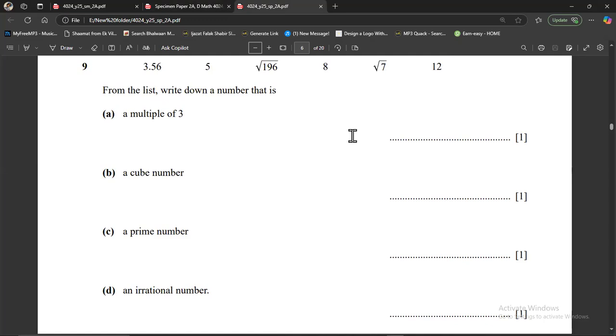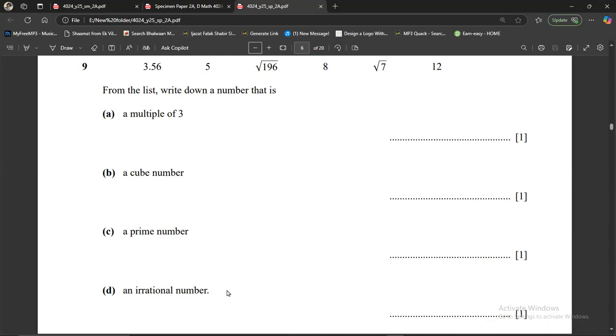A cube number, the famous cube number 8. It is 2 multiplied by 2 multiplied by 2. That's 2 raised to power 3. So 8 is a cube number. A prime number is that which does not divide with any integer other than 1 and itself. So the famous prime number here is 5.